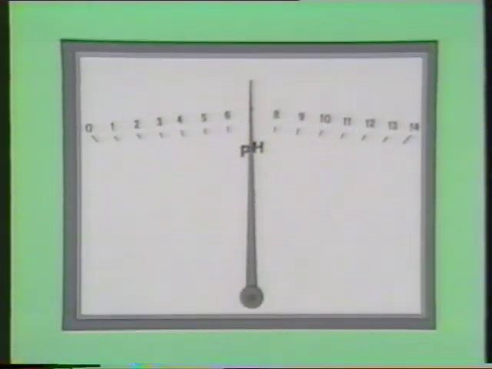For example, between 2 and 1, the hydrogen ion concentration doesn't double, it increases by 10 times. A solution with a pH of 1 has 10 times more hydrogen ions than a solution with a pH of 2. The same progression holds true for alkaline solutions. A solution with a pH of 14 has 10 times fewer hydrogen ions than a solution with a pH of 13.